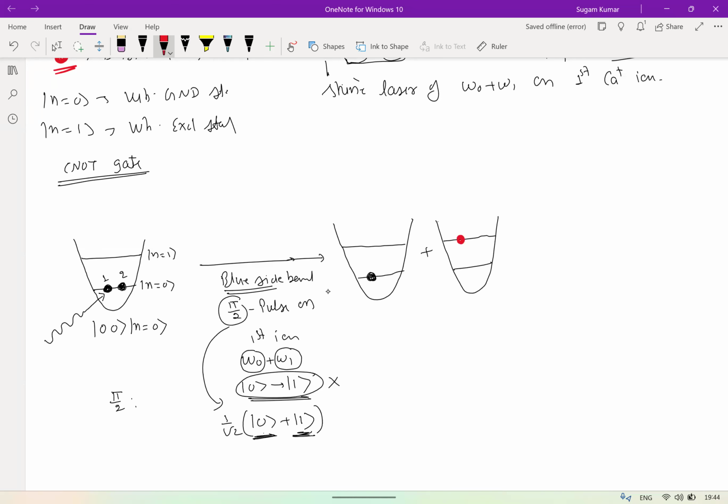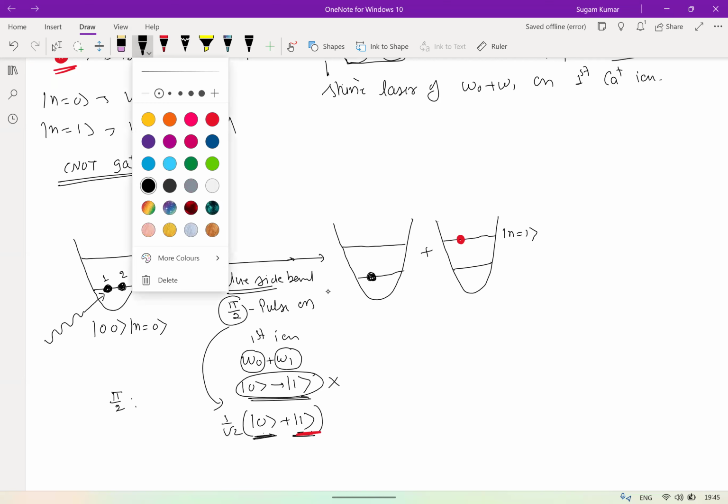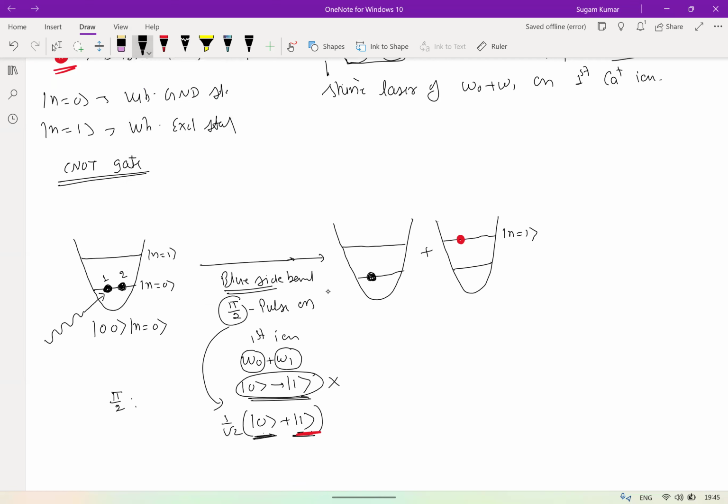But if it is in the red position, then in that situation, omega 1 is also going to add up, and then the particle will go into the vibrational higher state. And the second ion, of course, you are not shining anything on, so it always remains in this state. And here also it will remain in the same state. So you can see that this is the situation you're going to achieve.